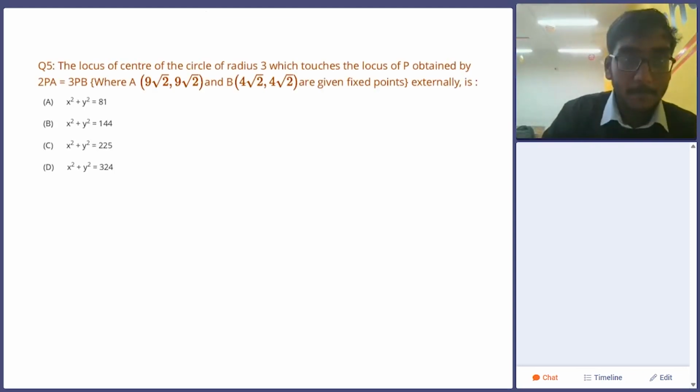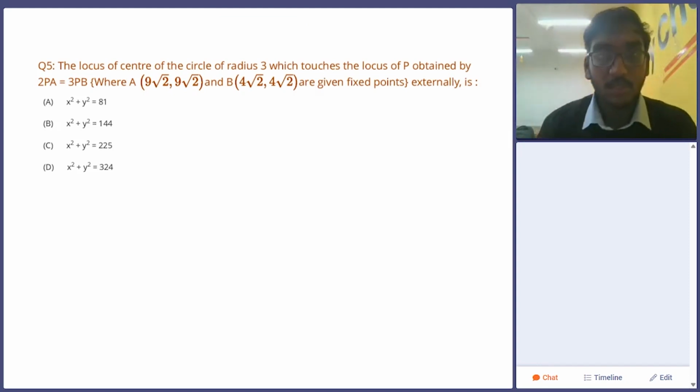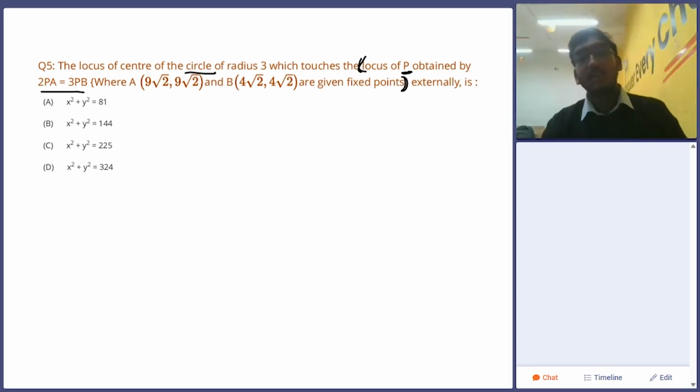Okay. So this question is from conic sections. Okay, from circles. So they have given the locus of center of the circle of radius 3, which touches the locus of P obtained by 2 PA equal to 3 PB. This condition is given. Okay, and they have given the coordinates of A and B also. Okay. So first we have to deduce the equation for locus of P. Okay, for the given condition, what they have given, right? Just simplify this particular verbal expression, right? Locus of P obtained by 2 PA equal to 3 PB condition, right? And the coordinates of A and B are also known.